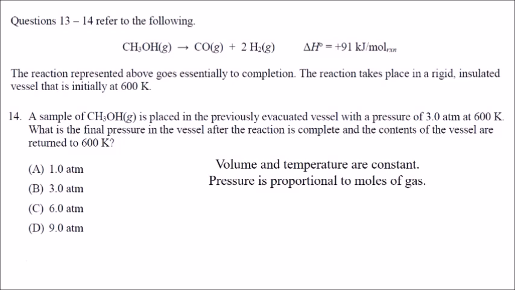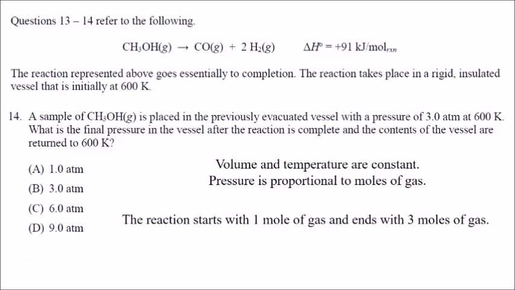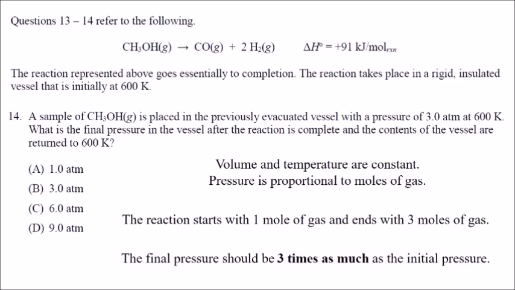So we started with a pressure of 3 atmospheres, and we have 1 mole of reactants. We have a total of 3 moles of products. Since we're going from 1 mole to 3 moles, that means that the pressure should increase by a factor of 3. And since the initial pressure was 3 atmospheres, the final pressure should be 9 atmospheres. Correct answer is D.